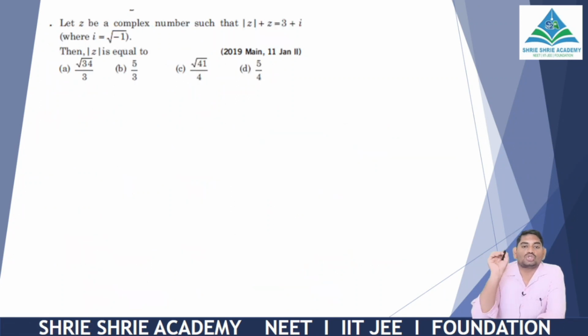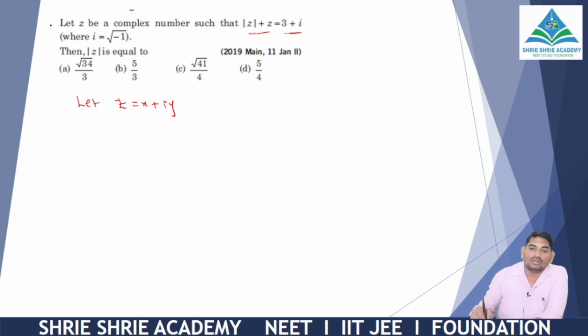Then see one more question. Let Z be a complex number such that modulus of Z plus Z is equal to 3 plus i. Then what is the value of mod Z? What is the value of mod Z? So I will let Z equal x plus iy. Then what is the modulus of Z? Root over x² plus y².